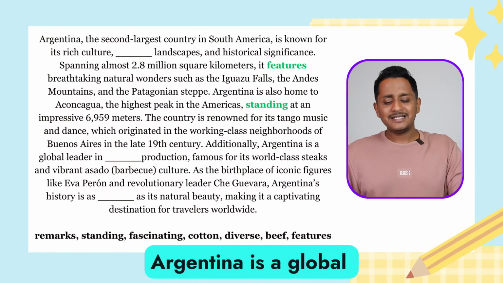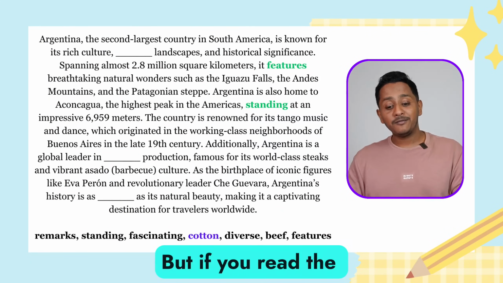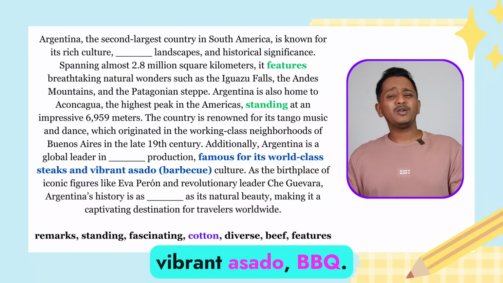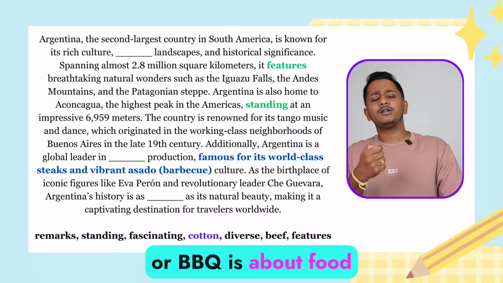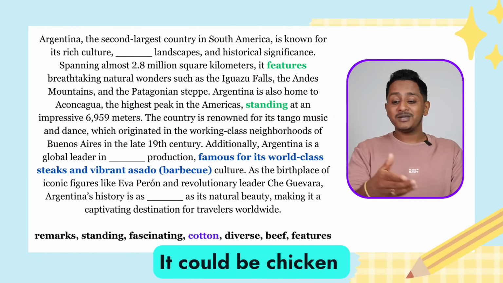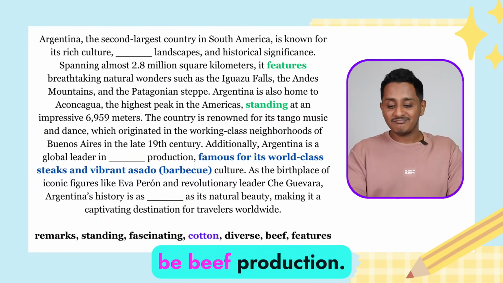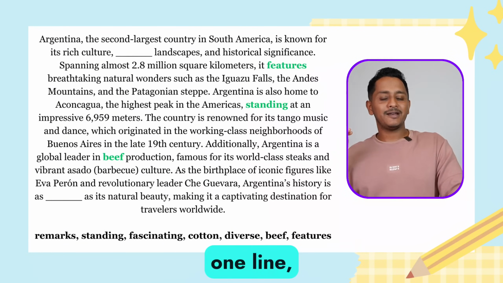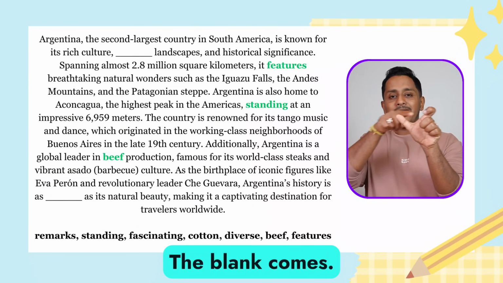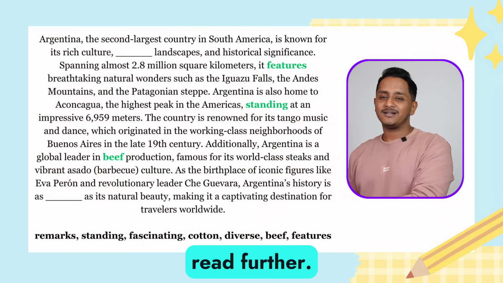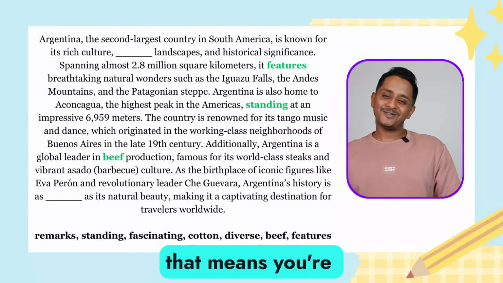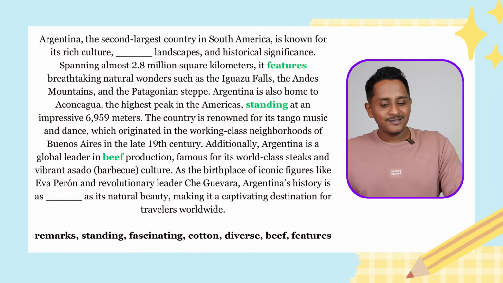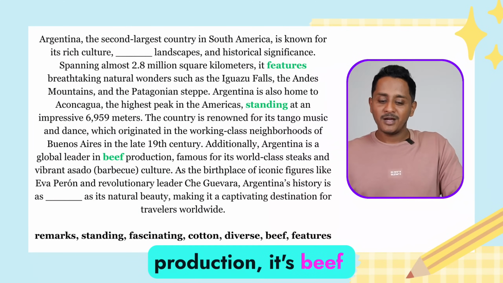The next one, Argentina is a global leader in cotton production. But if you read the next line, famous for its world-class steaks and vibrant asado barbecue. Is barbecue about cotton or about food? It's about food. It could be chicken production, it could be beef production, it is beef production. So the answer for this lies after that one line. There's a blank, you read, the blank comes after this, you've got to read further. If you're not doing it, that means you're rushing, isn't it? It's a pure example of you being rushed. So it's not cotton production, it's beef production.